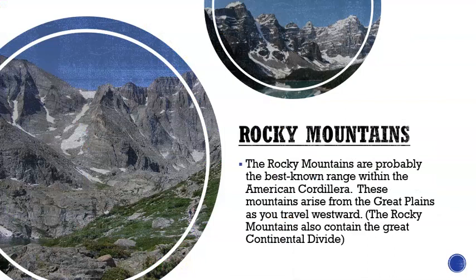The Rocky Mountains are probably the best known range within the American Cordillera. These mountains arise from the Great Plains as you travel westward. The Rocky Mountains also contain the Great Continental Divide.